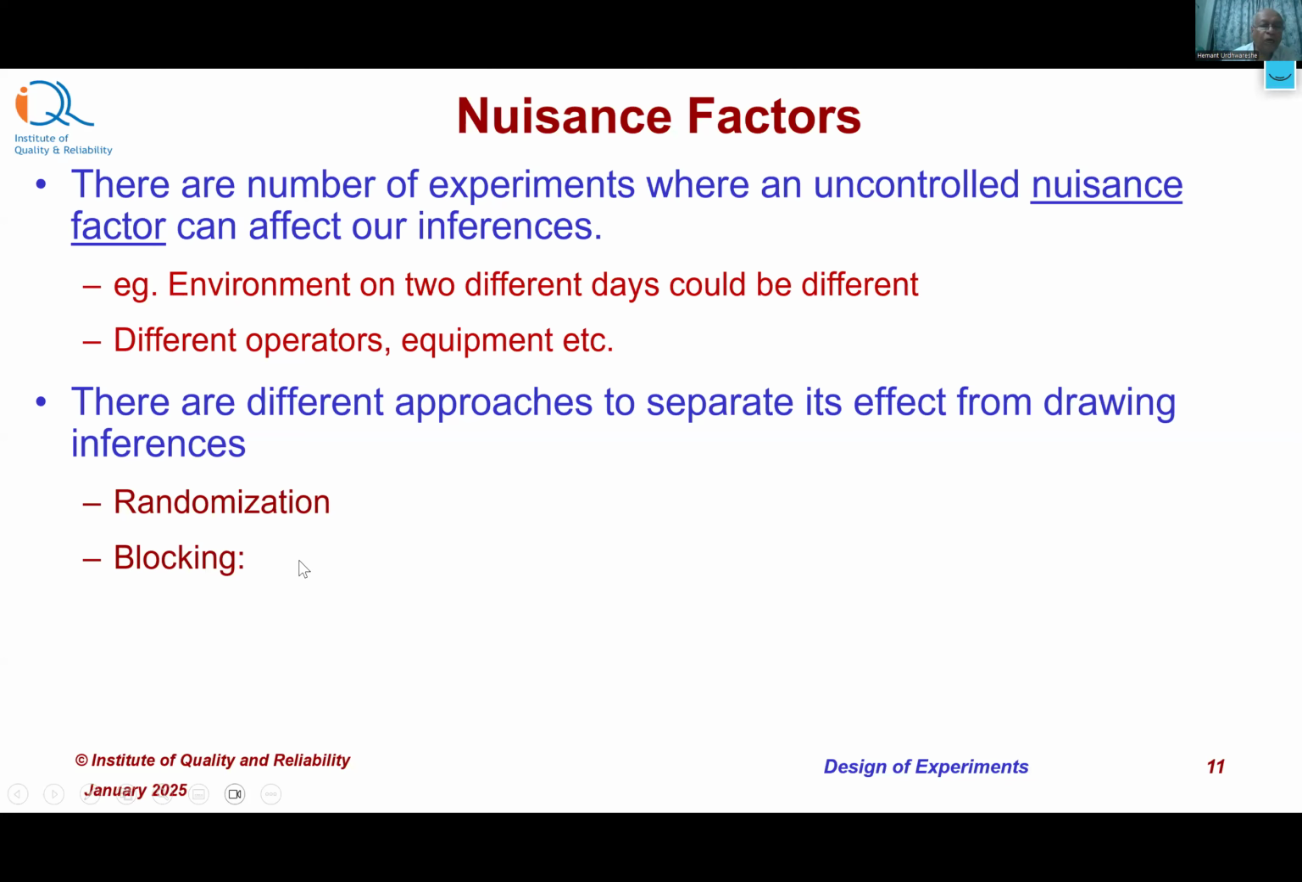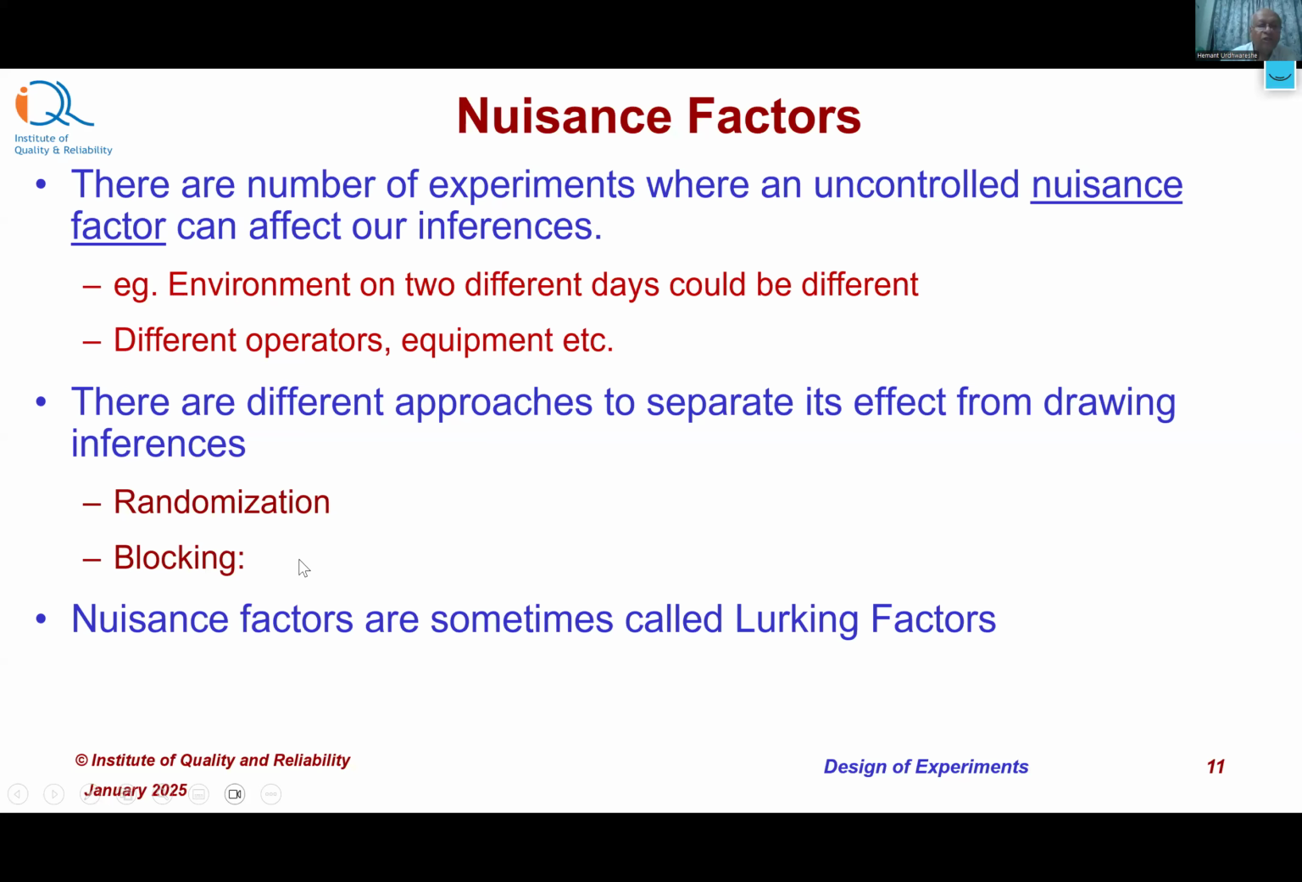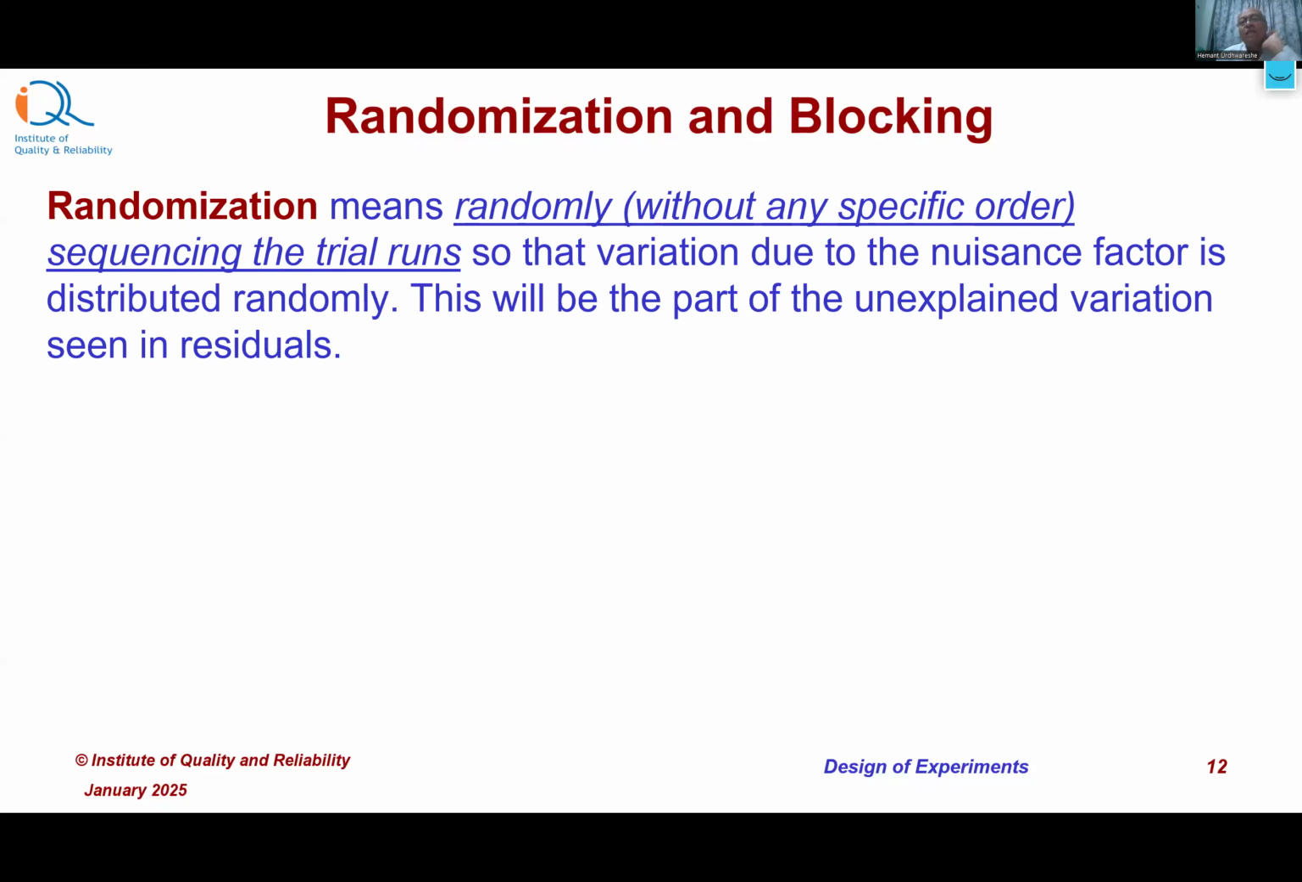And then there is blocking. The nuisance factors are sometimes called lurking factors also. So I'll explain a little bit more about these two. Randomization means randomly, without any specific order, sequencing the trial runs so that variation due to nuisance factors is distributed randomly. This will be part of the unexplained variations seen in the individuals.